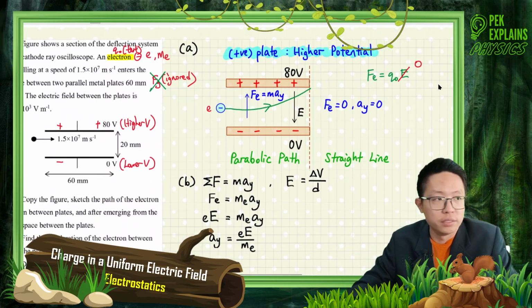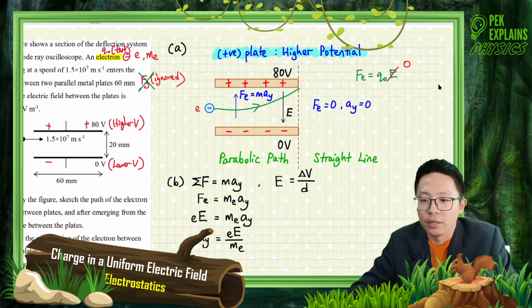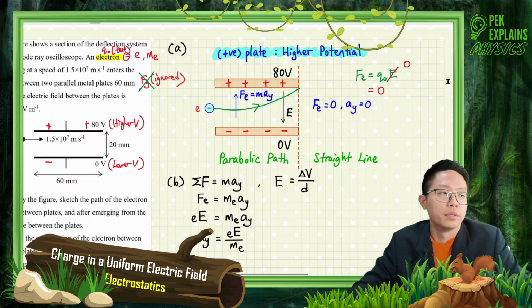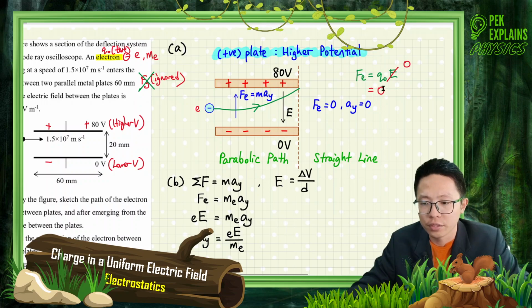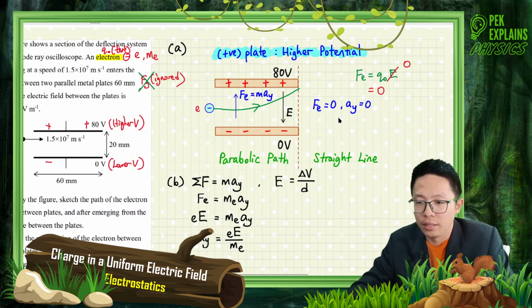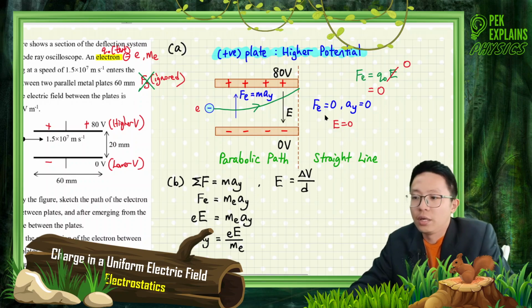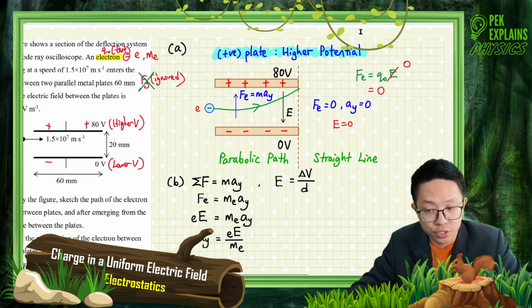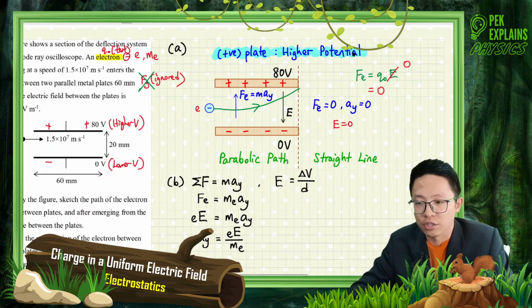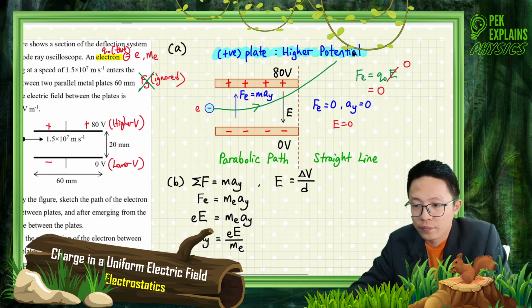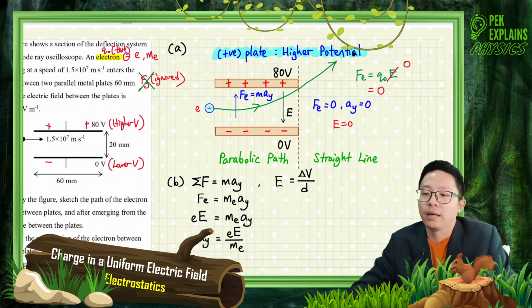When there is zero electric field, the force also becomes zero, isn't it? Outside the plate, electric field is zero, so F is zero. In between the plate, you have electric field. Outside the electric field, electric field is zero, so force is also zero. So what happened to the charge? Will it still move in projectile motion? No. Outside is a straight line.